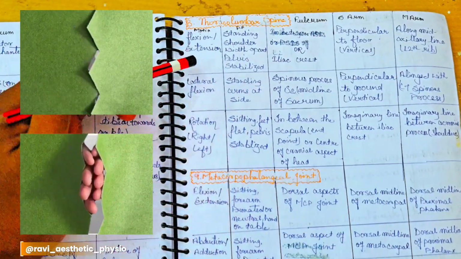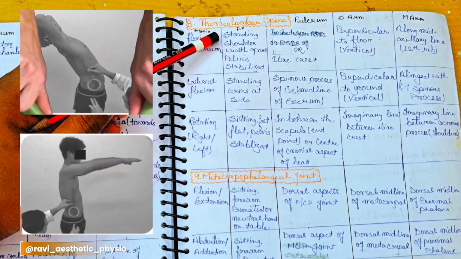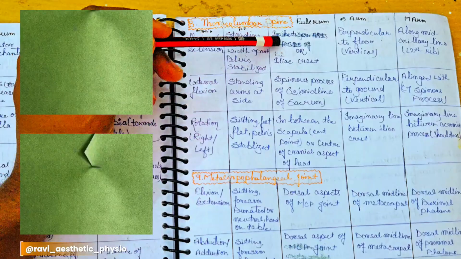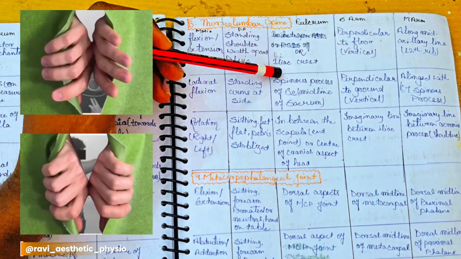Next is the thoracolumbar joint, thoracolumbar spine. You can check the flexion extension. Patient is to be standing, shoulder width apart, pelvis stabilized. Fulcrum is to be in between the ASIS or PSIS or iliac crest. Either way, you have to measure with these three things.